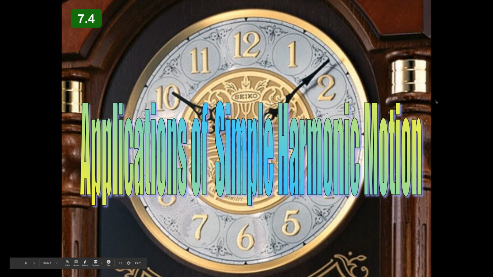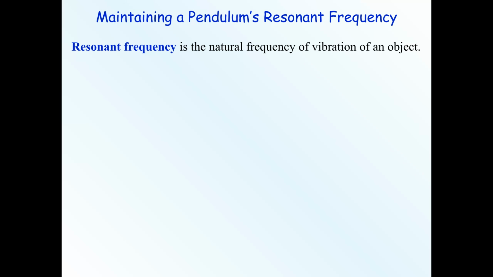All right, the last part of chapter 7, 7.4, applications of simple harmonic motion. Okay, this is a shorter section. Maintaining a pendulum's resonant frequency. So resonant frequency is the natural frequency of vibrations of an object.